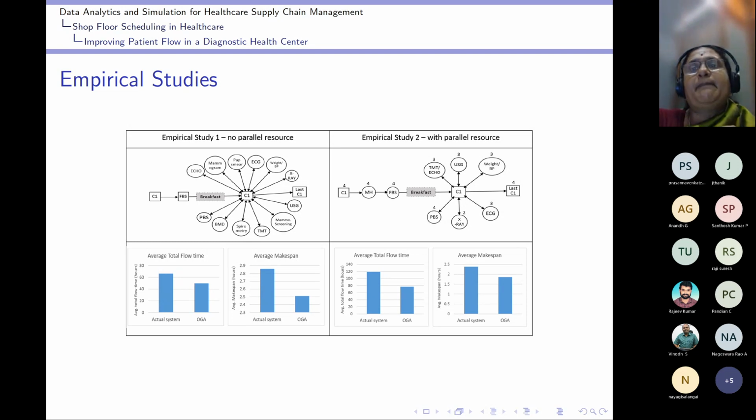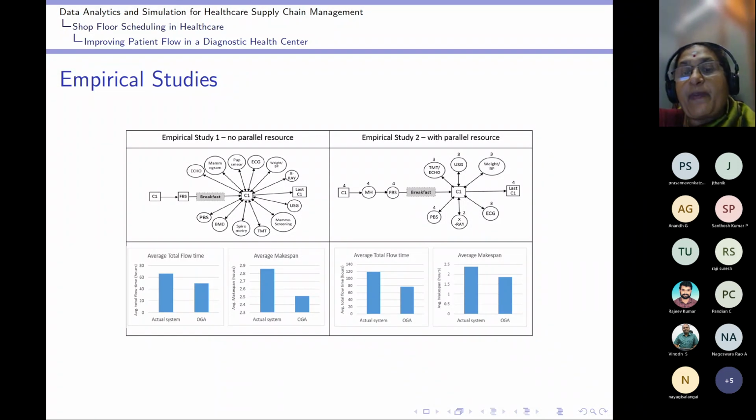Now, what is the importance of this? When we simulated the actual system based on the data we collected, the average flow time was close to 60 hours. And when we scheduled it using the online genetic algorithm, it was brought down to 42 hours. Similarly, the makespan was brought down from 2.8 hours to 2.65 hours.